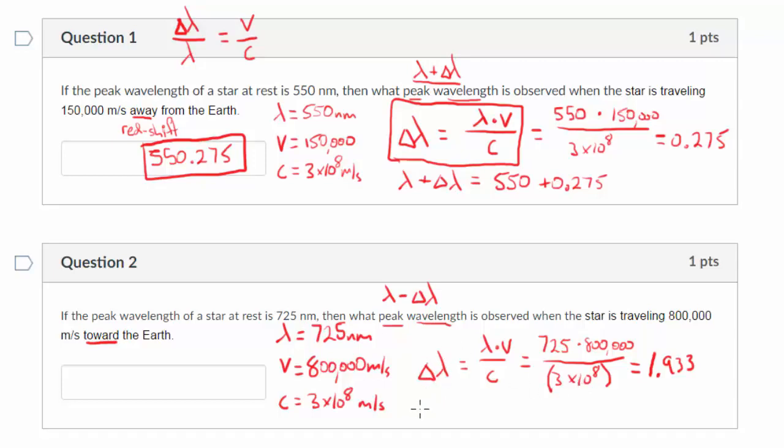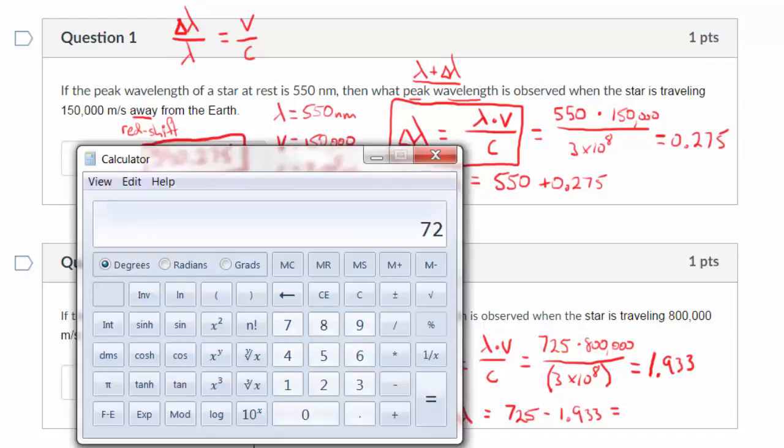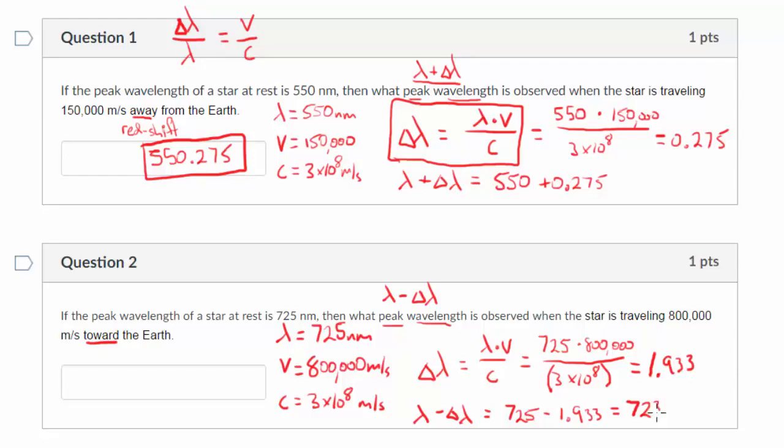All right, that's delta lambda, so my answer is going to be lambda minus delta lambda, which is 725 minus 1.933. I can't do that in my head. 725 minus 1.933. Okay, 723.067. So that is my answer, 723.067. Okay. So far, so good.